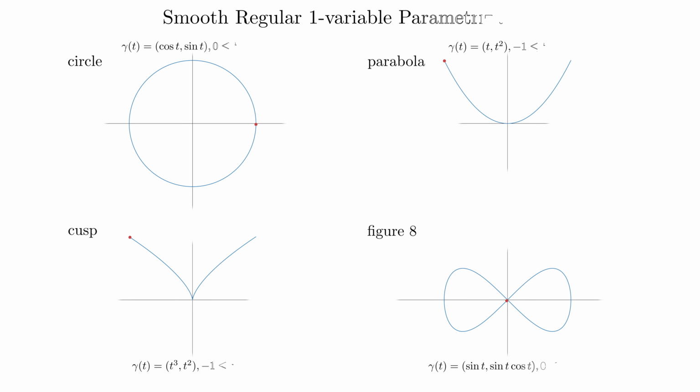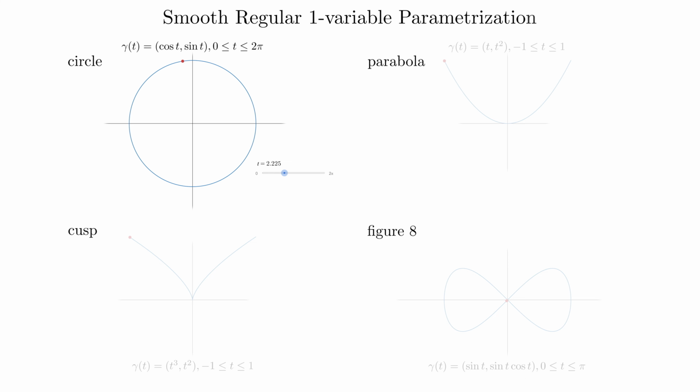Which of our four examples are also smooth and regular? For each parameterization, let's watch the ant walk along the set. First, the circle. As you see, the ant never stops, changes velocity smoothly, and has bounded speed. Actually, the ant has constant speed in this case. Either way, this parameterization is smooth and regular.